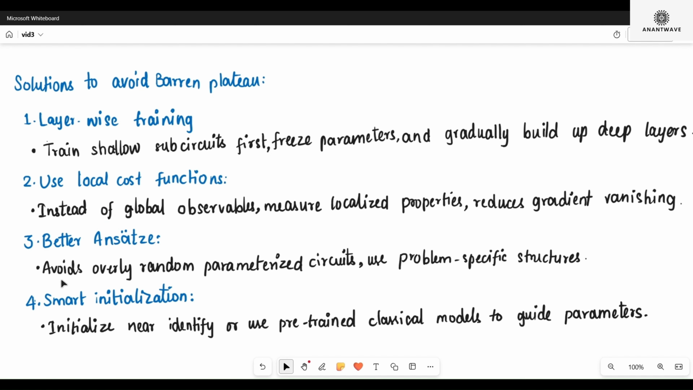Avoid overly random parameterized circuits. Use problem-specific structures. Smart initialization: initialize near identity or use pre-trained classical models to guide parameters. This will help us to avoid barren plateau.